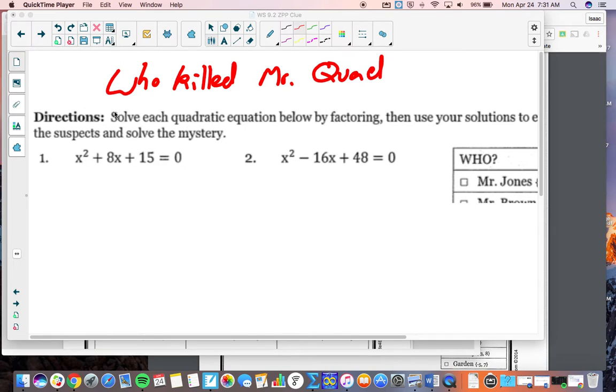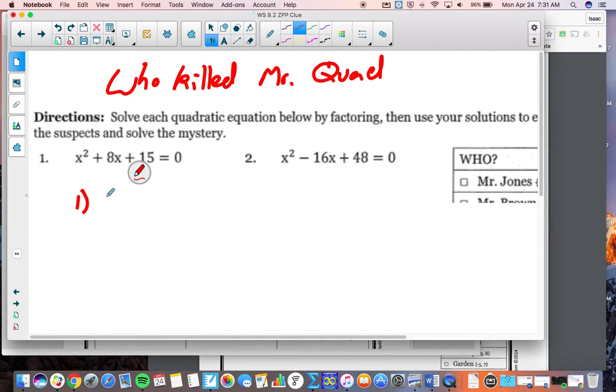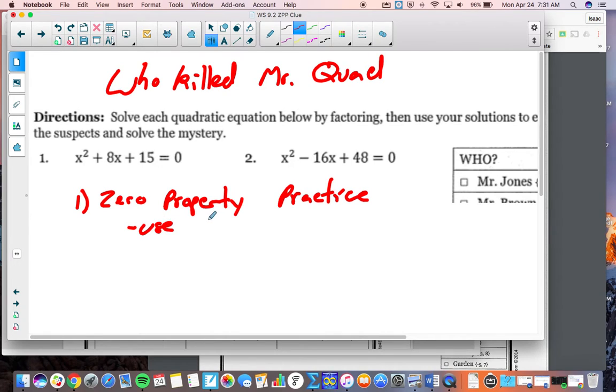So here's the plan for today. We all should do this practice. We're going to do a little more zero product property practice, which I'll get to in a second. What's cool about this is we'll use the method that we learned last week, so use factoring. But then I'm going to push you forward today.